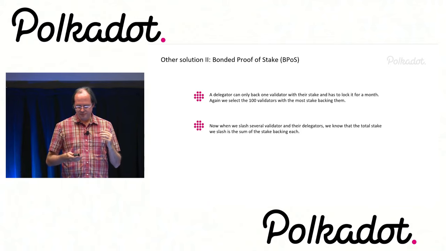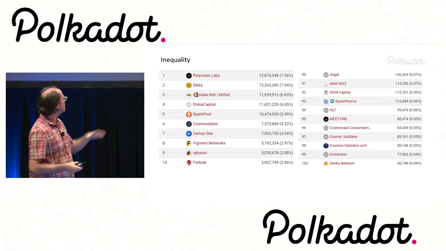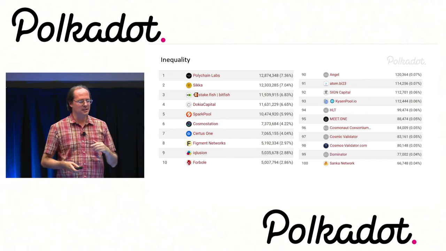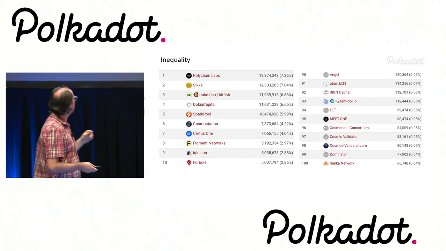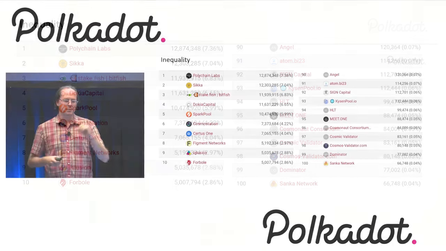But the first downside in Cosmos's system, if you look at this snapshot I took of the 100 Cosmos validators sometime towards the end of last year, the main thing you notice here is the inequality of stake backing validators. Now, for Cosmos, for a single chain, it doesn't matter. We can have stakers' votes proportional to their stake.